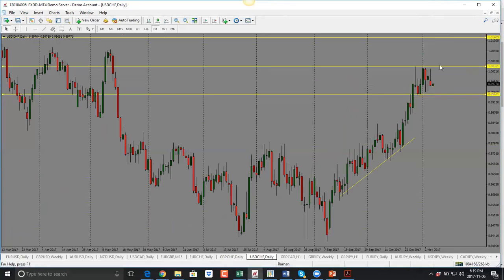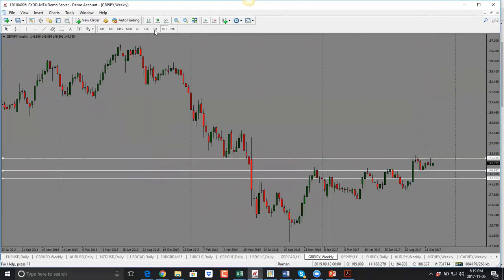Dollar Swiss here. Dollar Swiss is range bound at the moment. The daily candle close is a bearish pin bar, and we're looking for price to drop further. 99.40 will be the target to the downside here. So looking for price to drop. This went to the top of the range, nice pin bar, and looking for a drop there.